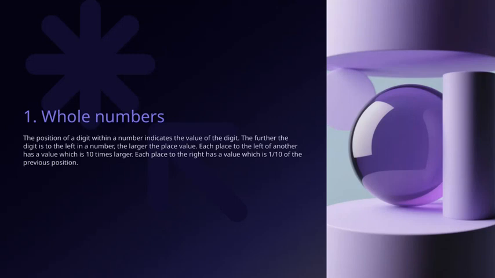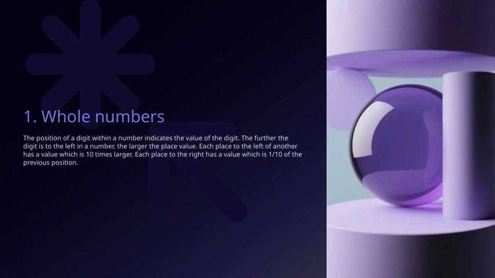Let's talk about whole numbers. The position of a digit within a number actually tells us its value. Think of it this way. The further to the left a digit is, the larger its place value. For example, in the number 345, the 3 is in the hundreds place, so it represents 300.